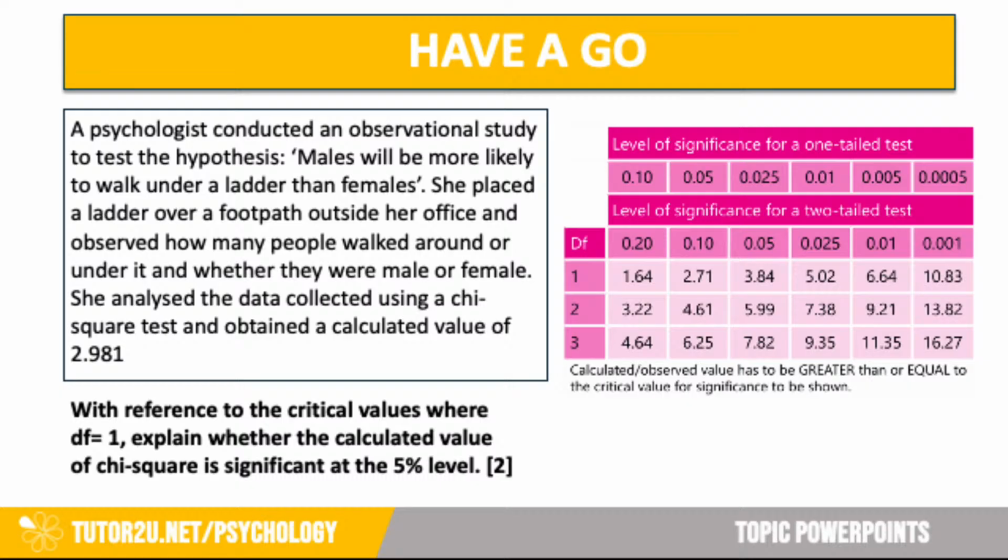Then we've got the question there. With reference to the critical values where DF equals 1, explain whether the calculated value of chi-square is significant at the 5% level. Now this is one where it isn't N, it's degrees of freedom, but they've actually told you what they are.